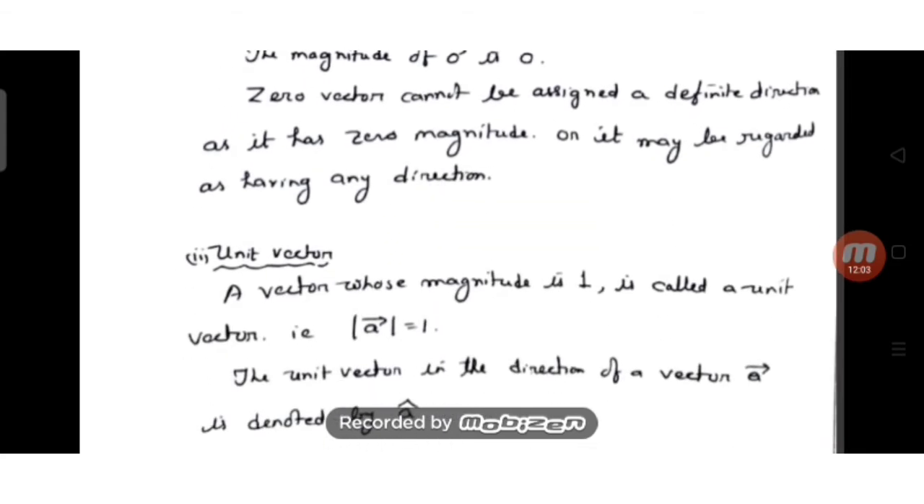Next we go to the next concept, that is your unit vector. A vector whose magnitude is 1 is called a unit vector. You know unit means 1.